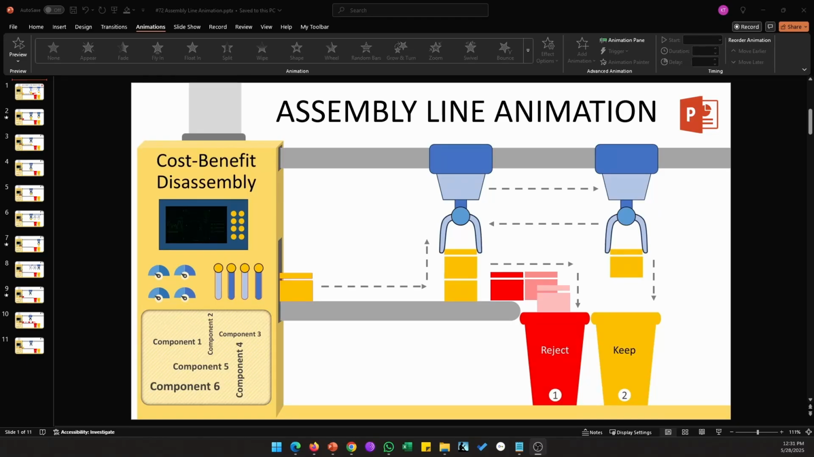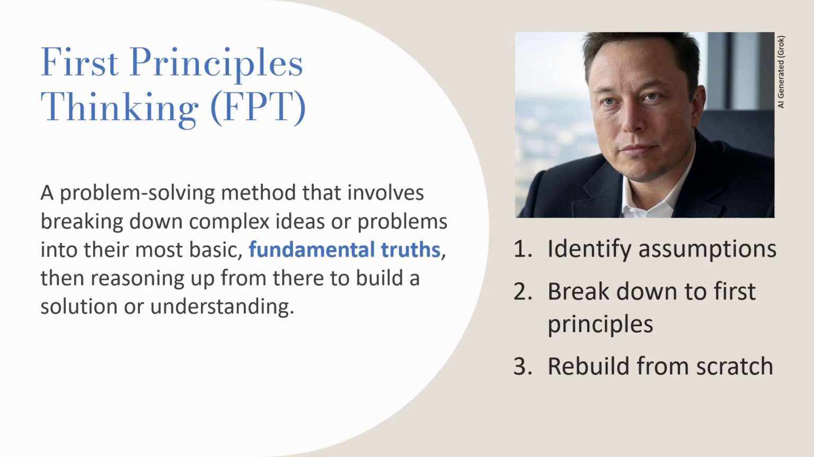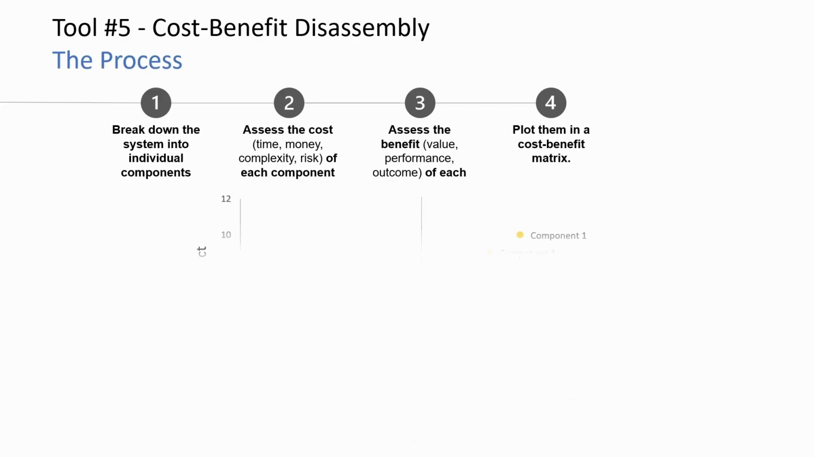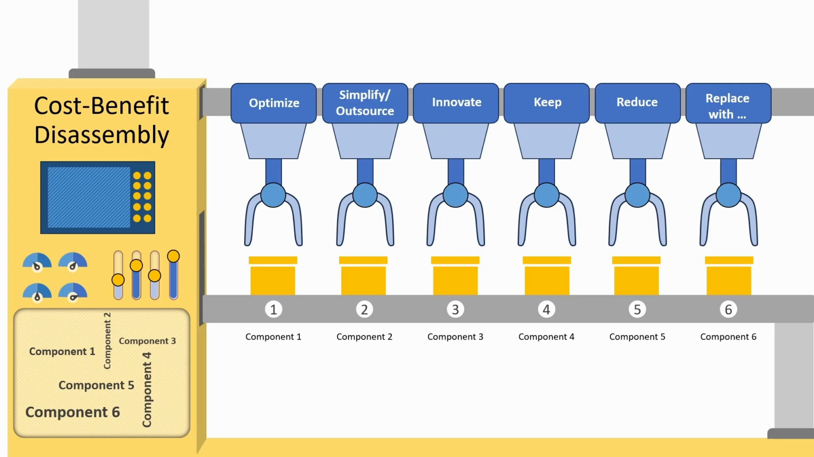A few days ago, I had done a video about first principles thinking. In that, I had covered this model called cost-benefit disassembly. I have a detailed illustration I created at that time. Feel free to check that out.